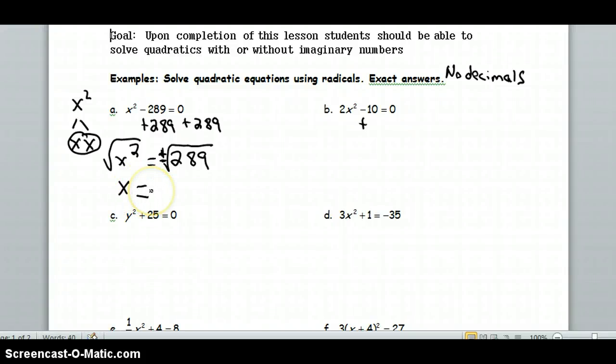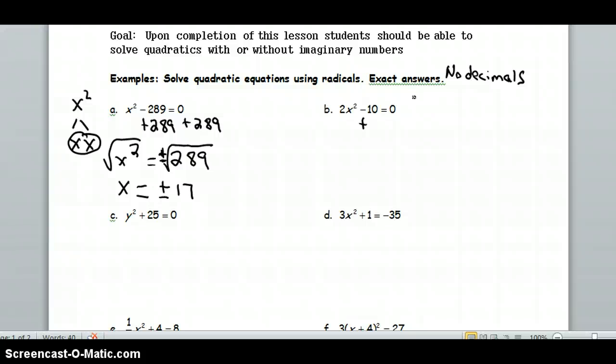Now, you can go ahead and use your calculator. All right, now, take the square root of 289 and you get the whole number 17. But remember, right here is a plus or minus. So there are two answers to this, plus or minus 17. Now, if we were to get a decimal in our calculator, that means we would have to break this number down and simplify it. And that's what this means with exact answers.